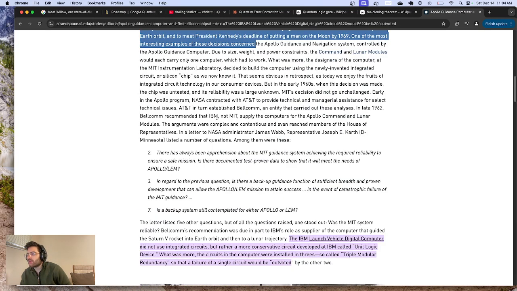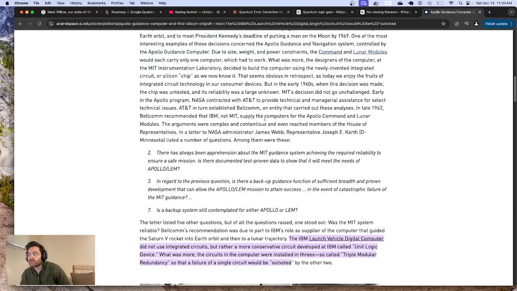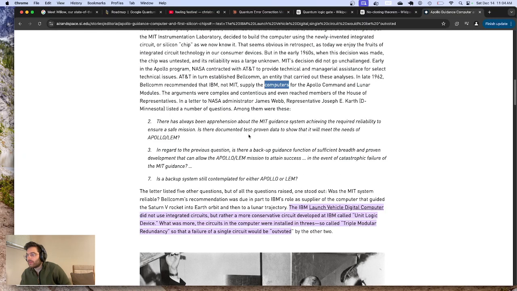So here we're talking about IBM supplying computers for the navigation software. This is interesting. There's always been apprehension about the MIT guidance system to achieve the required reliability. When you talk about the reliability here, you should understand that they're not saying MIT computers are unreliable.